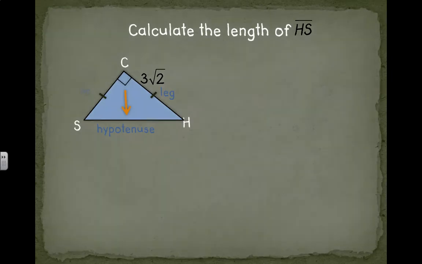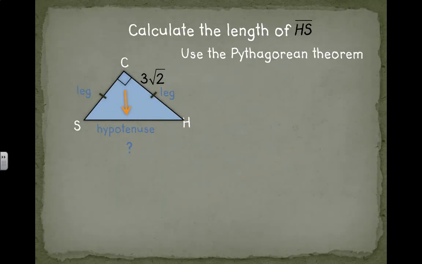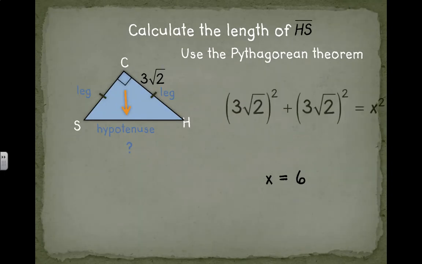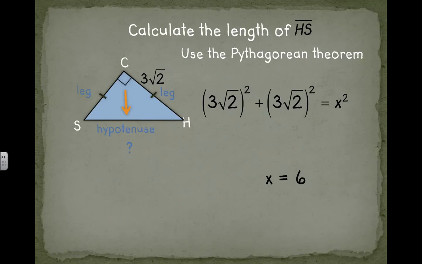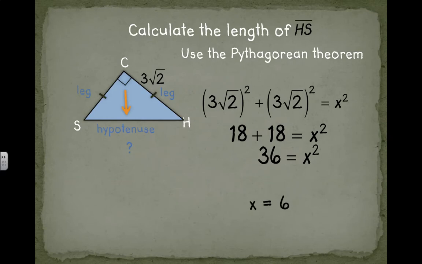And setting that up, we're going to have 3 radical 2 quantity squared plus 3 radical 2 quantity squared, because those are the two legs, and that's going to be equal to x squared. And your x is equal to 6, although it was already revealed. We revealed it one more time.